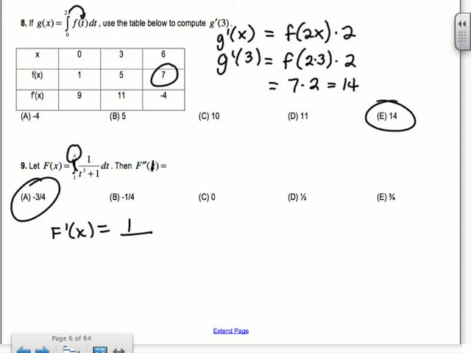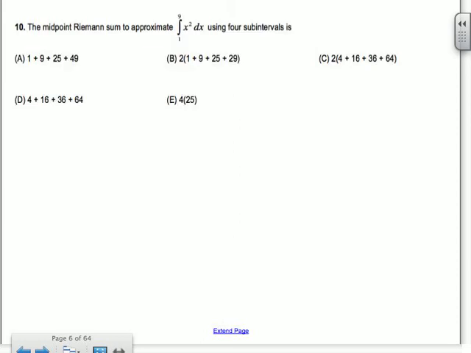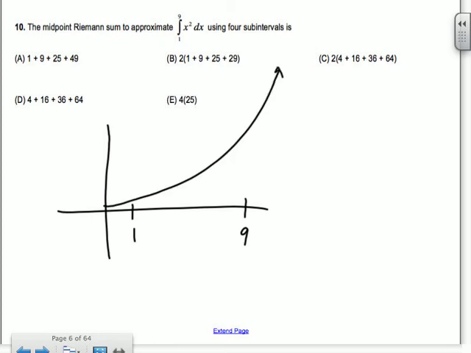Okay, and the last one you guys had to do, so the midpoint Riemann sum. Okay, this one I still had to kind of sketch out. So if you guys sketched it out, that's fine. You're between 1 and 9. And you have y equals x squared, so some kind of parabola. And you want 4 intervals. So it's nice when you have 4 because you just halve it and halve each piece. So what's between 1 and 9 directly?